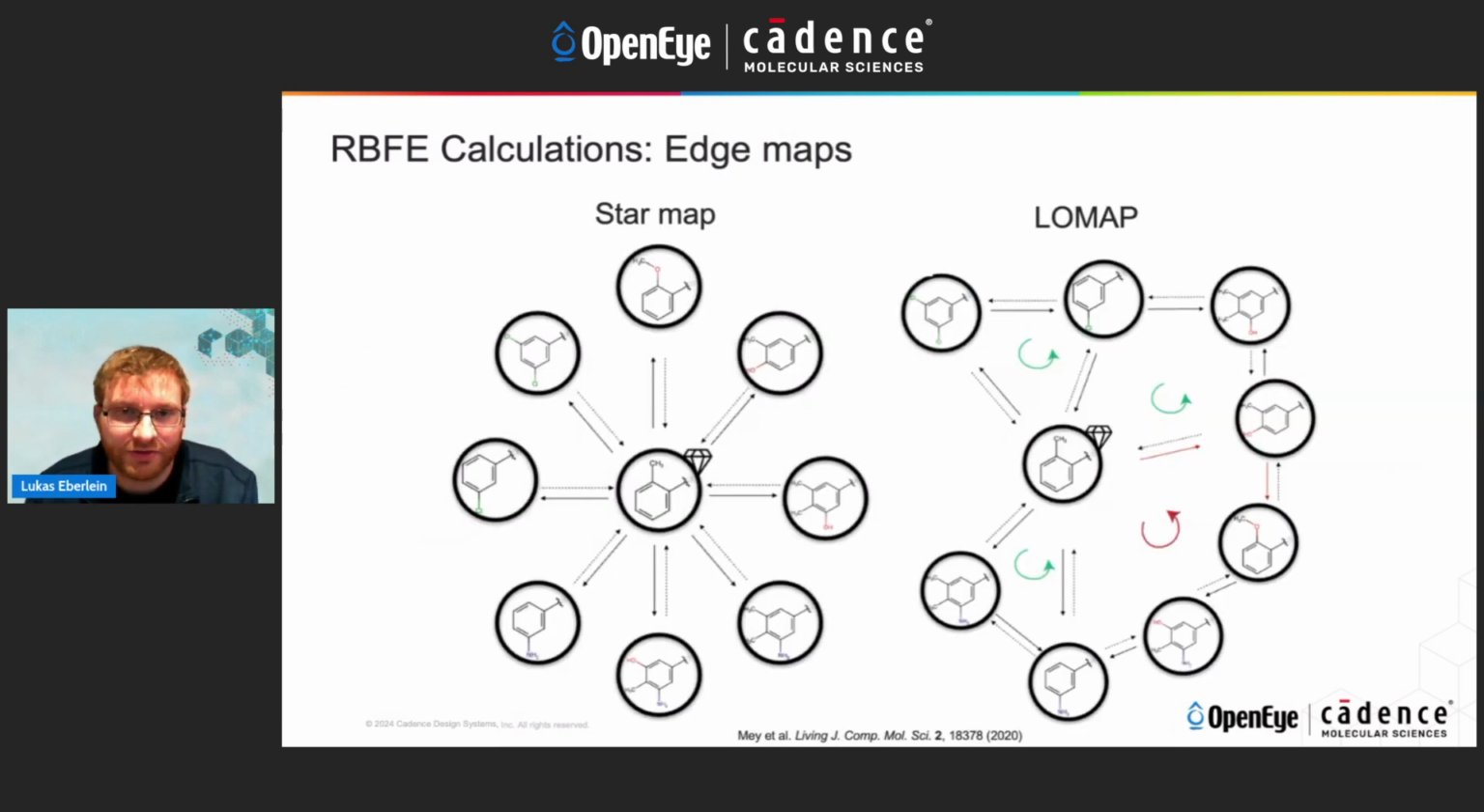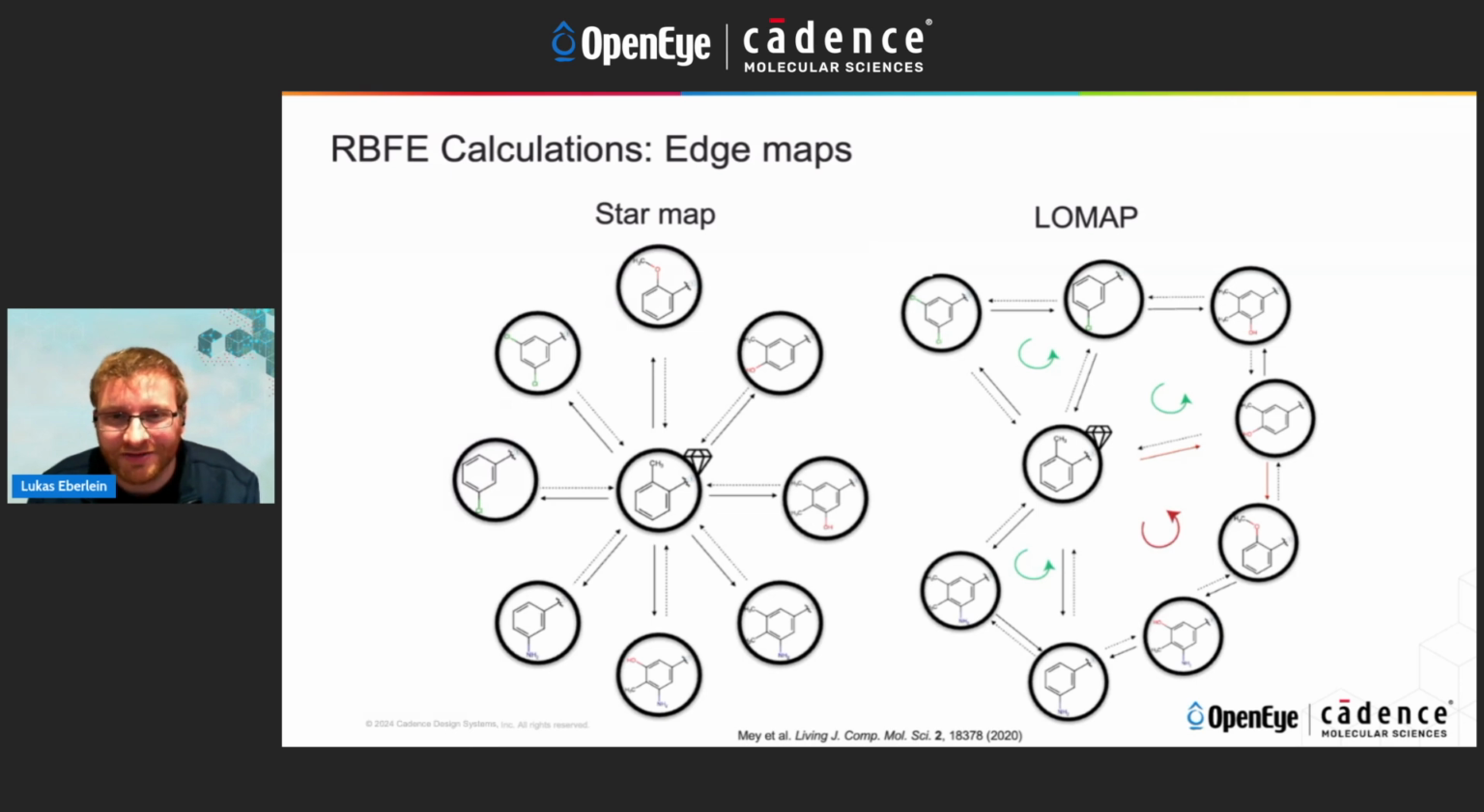To efficiently calculate RBFEs using these transformations, so-called edge maps have been developed to describe the perturbation network. An edge is an alchemical transformation between 2 molecules, normally done forwards and backwards as indicated by the arrows. Since all molecules are connected via the edge map, we can access the relative binding free energies of all molecules in our compound series. On the left, we have a star map, the minimal perturbation network. The central node is usually a crystal structure of known affinity. Another example is shown on the right.